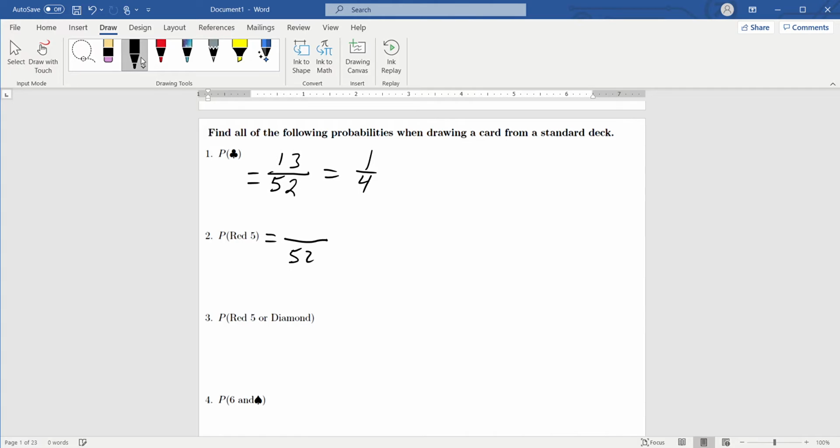Out of those 52, what am I looking for? A red 5. How many red 5s are there? There are 2 of them. And then you simplify that, which would give you 1 out of 26.